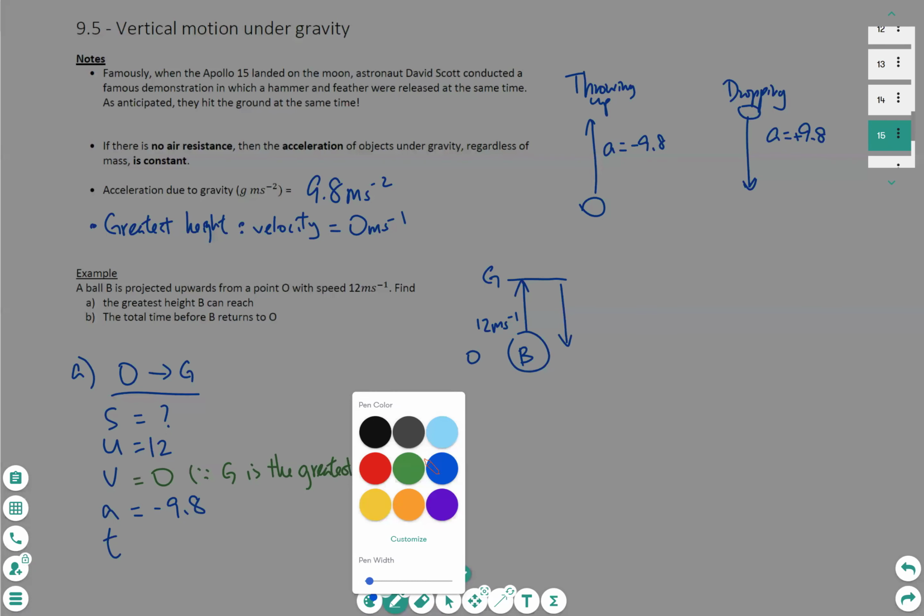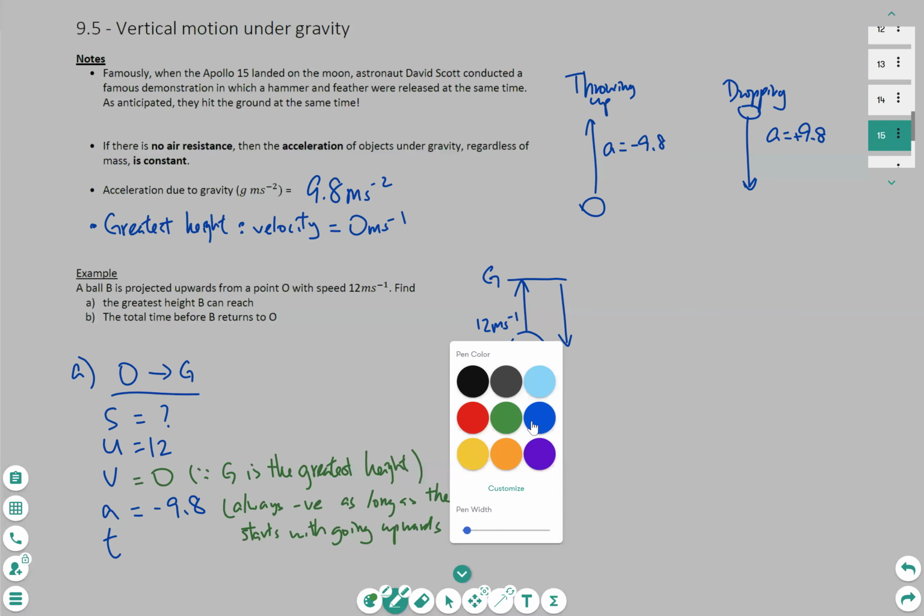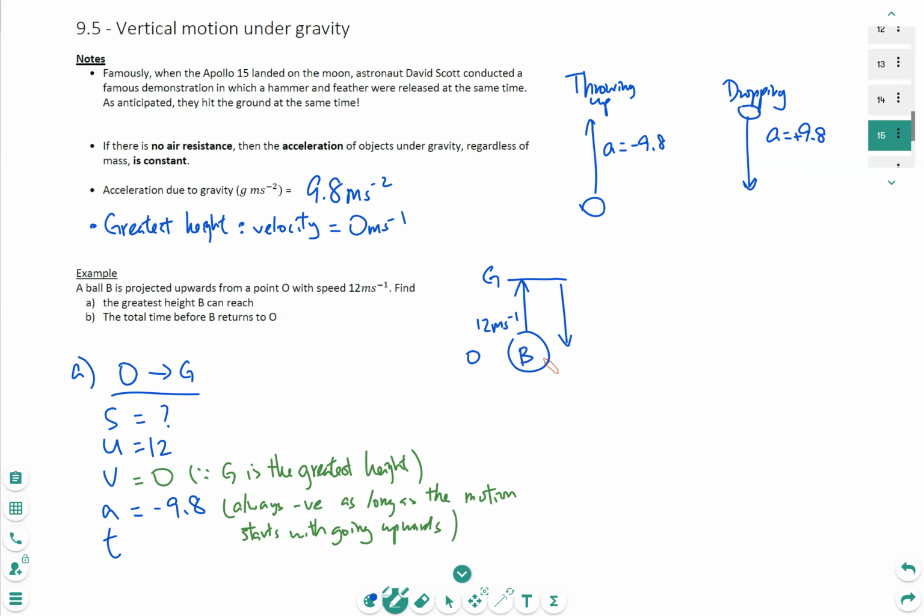Okay, so I'll put in here: it's always negative as long as the motion starts with going upwards. So remember this. If the motion of the ball starts by going upwards, it's always negative, because if it's not negative, there wouldn't be a motion coming back down.